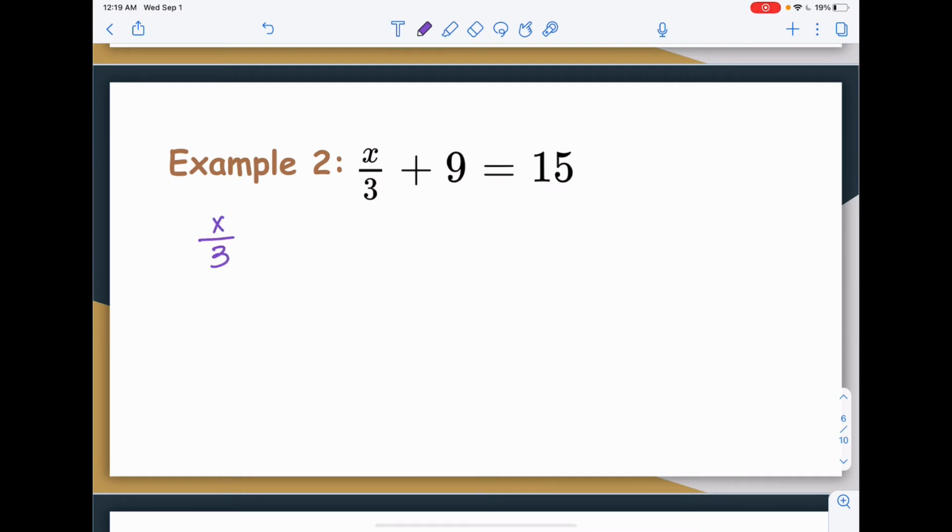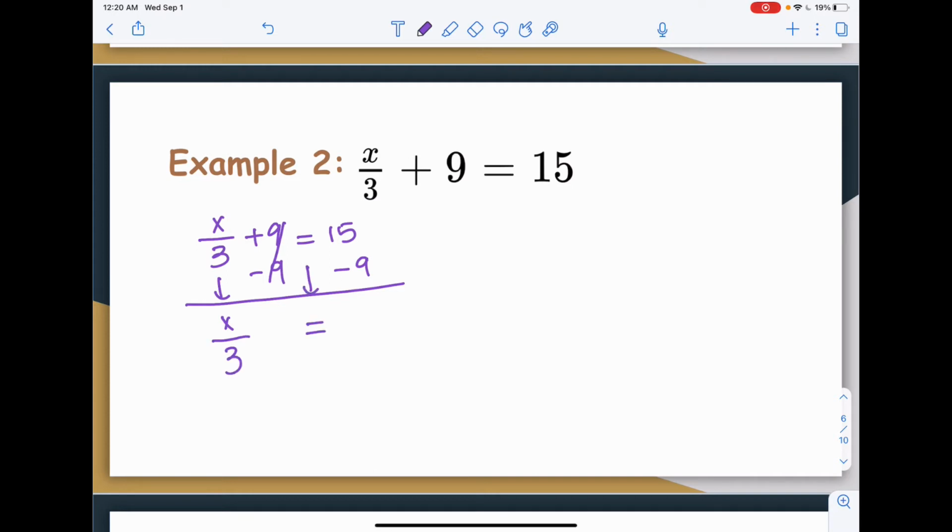x over 3 plus 9 is 15. Then let's start doing the inverse operation on the constant. So subtract 9 from both sides. Remember, the equal sign determines the sides of the equation. And then bring down anything left on the left side, which is x over 3. Bring down the equal sign. And then 15 minus 9 will be 6.